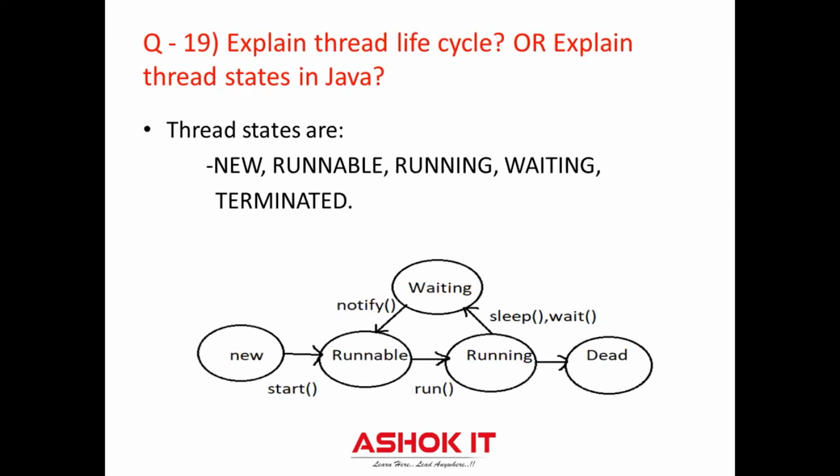New: a thread will be in this state before calling the start method. Runnable: a thread will be in this state after calling the start method. Blocked or waiting: a thread will be in this state when it is waiting for an object lock to enter a synchronized method or block, or if a deadlock occurs. Running: when your thread is in actual execution. And terminated: a thread will be in this state once it finishes its execution.